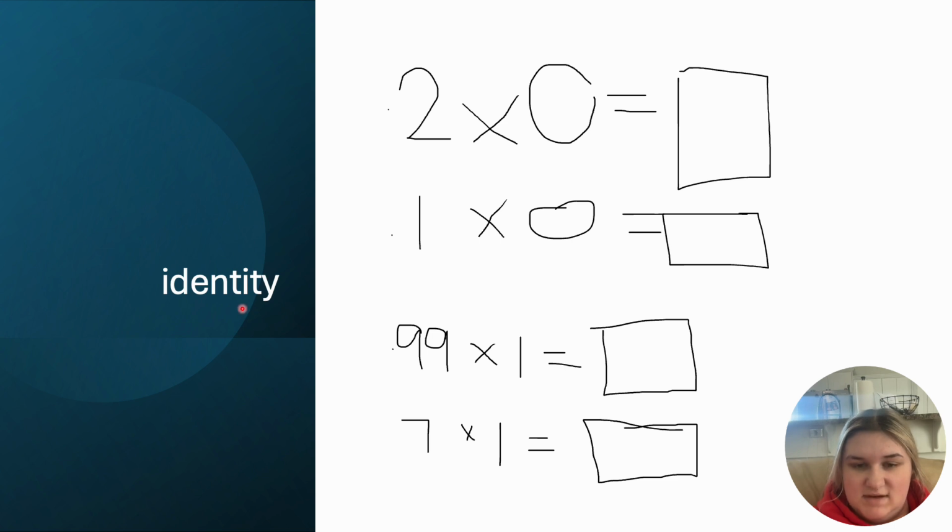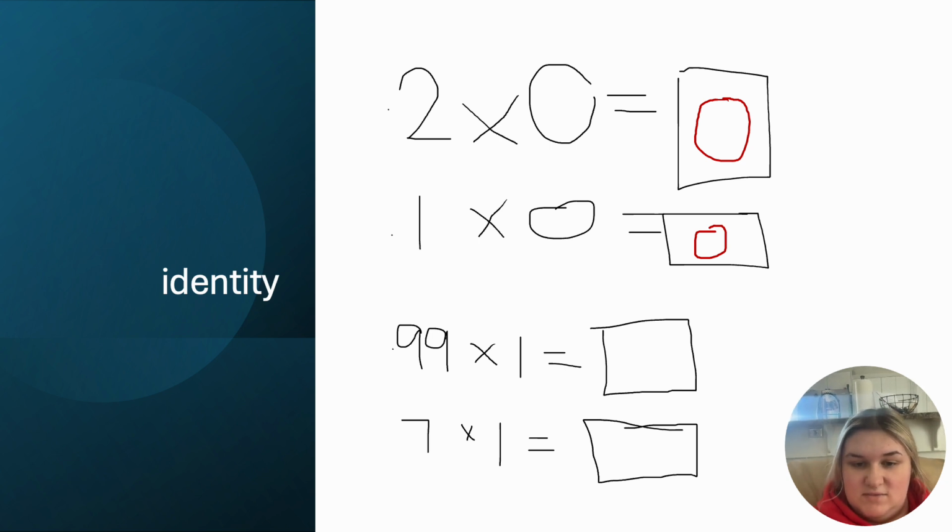Lastly, the identity. If you did the 2 times 0, it would equal 0, because anything times 0 is 0. The same thing with 1. If you get it mixed up with any number that's other than 1 or 0 times 1, it would still equal 0 because it's multiplied by that 0.